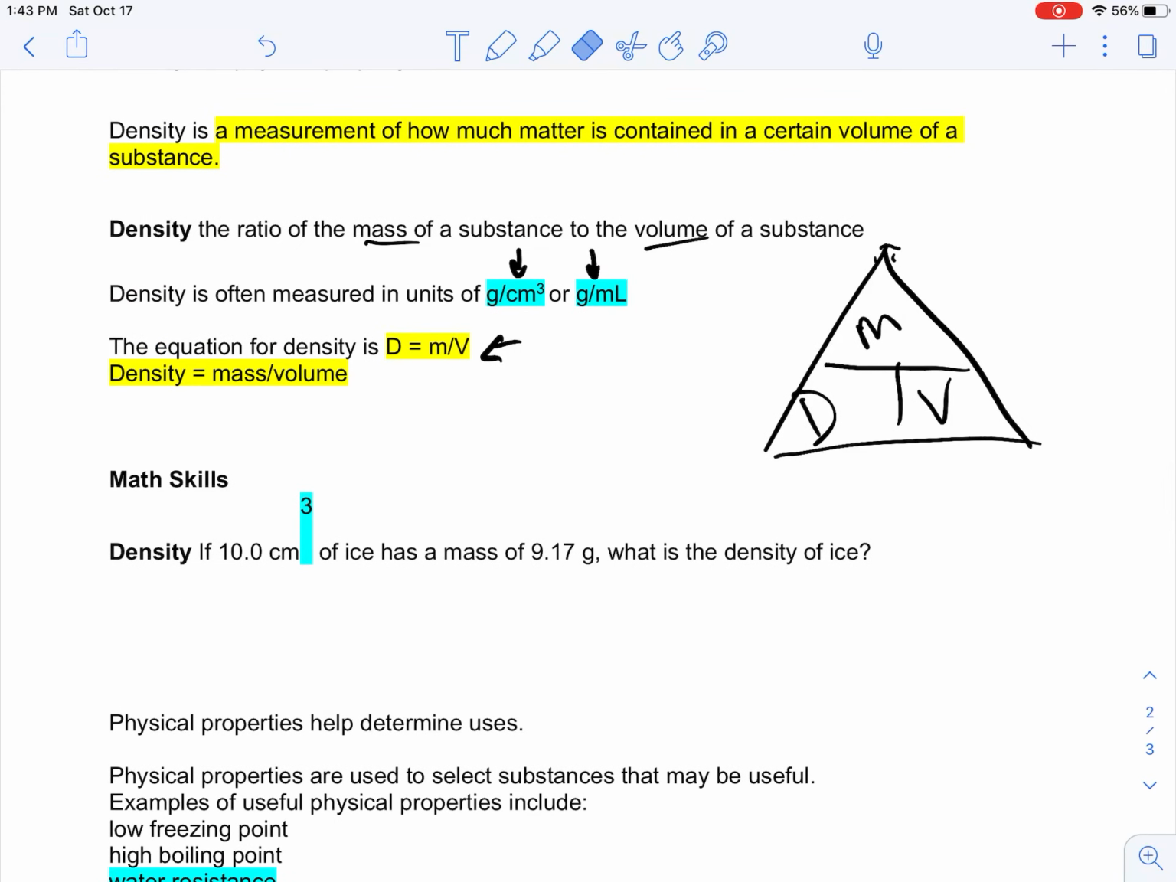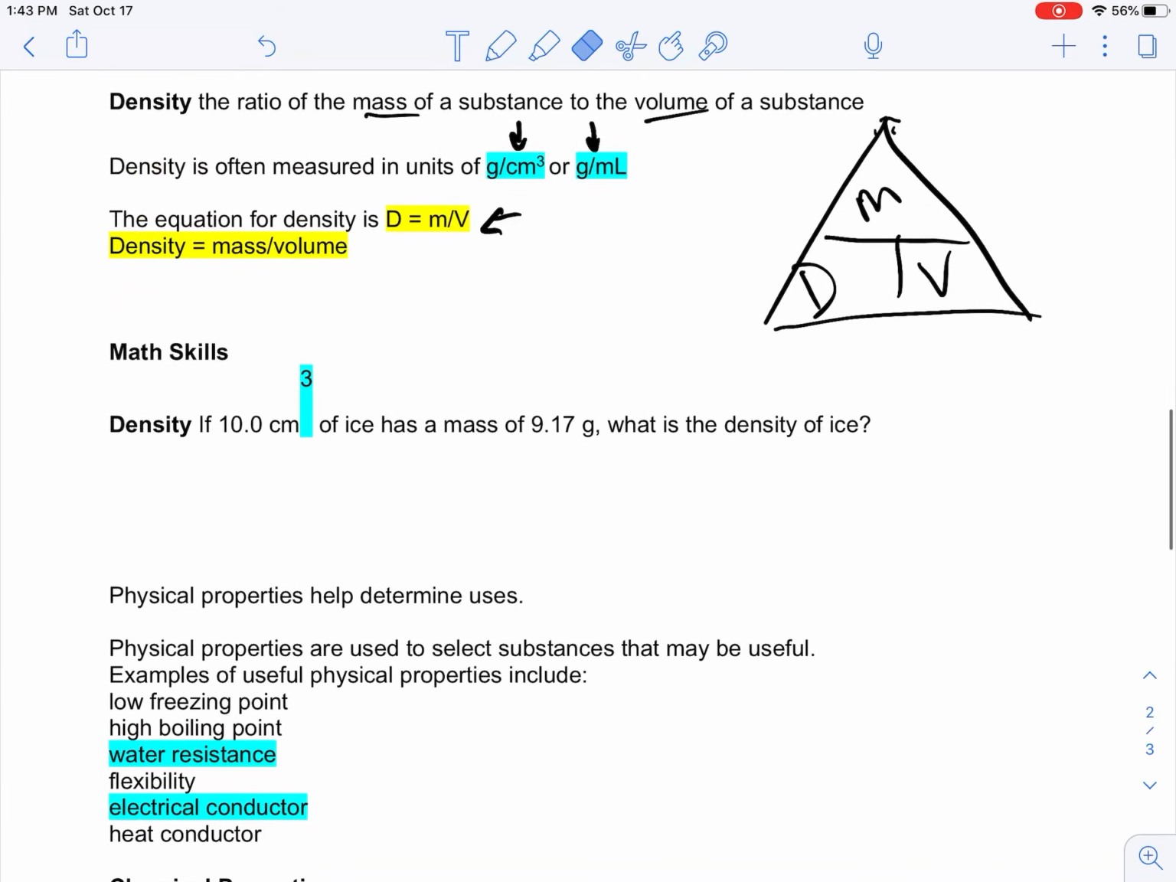It says if 10 centimeters cubed of ice has a mass of 9.17 grams, what's the density of ice? Okay, again, these are easy problems to solve because you've been doing this for a while, I think. And so, the equation is density equals mass over volume. Either memorize it or use the little finger trick I just showed you. And then you plug things in. CM3, that's a volume. Grams, that's a mass. And so when you're doing these problems, those are going to be key things you want to look for. Sometimes CM3 is also milliliters. It means the same thing, but that's still a volume.